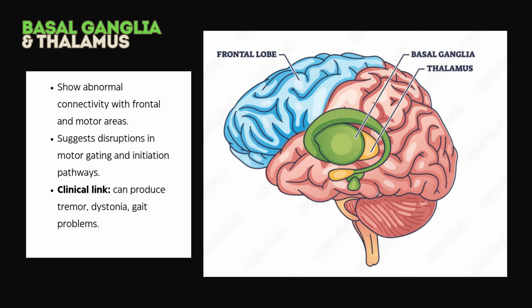Both the basal ganglia and thalamus show abnormal connectivity with frontal and motor areas, which suggests disruptions in motor gating and initiation pathways. The clinical link can produce tremor, dystonia, and gait problems.